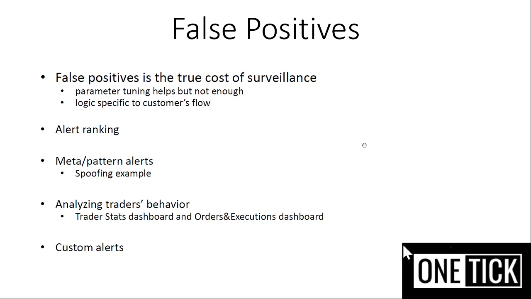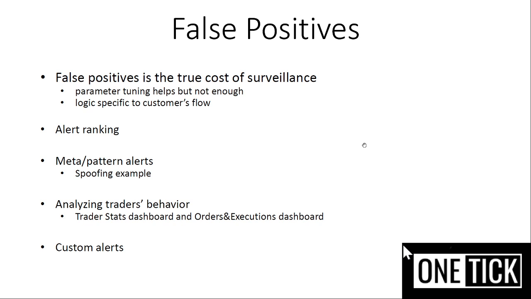Another dimension in which we look at false positives reduction is alert ranking, or rather not reduction, but a way to prioritize various things. We provide a number of out-of-the-box ranking algorithms, but you can plug in your own as well, and each alert will be assigned a score that you'll be able to sort by to decide which alerts to direct your attention to first.